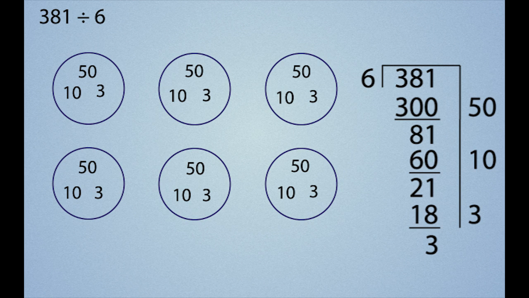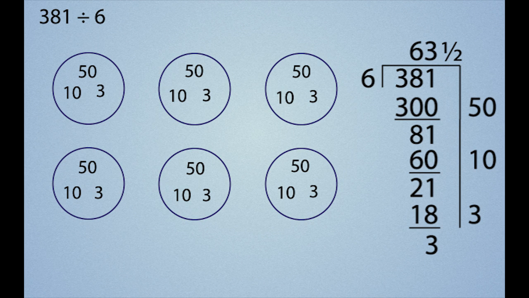Now I just take a look at how much I put into each group. I can see that I put 50, 10, and 3, so a total of 63, and I have 3 divided into 6 groups, so that would be 3/6 in each group, or if you'd like to reduce that to 1/2.